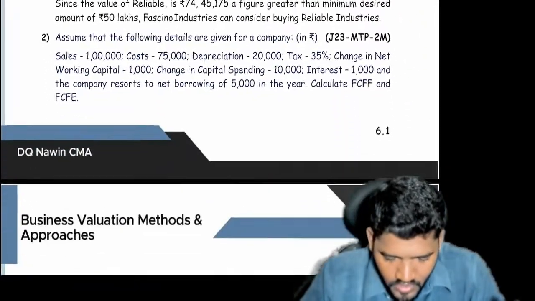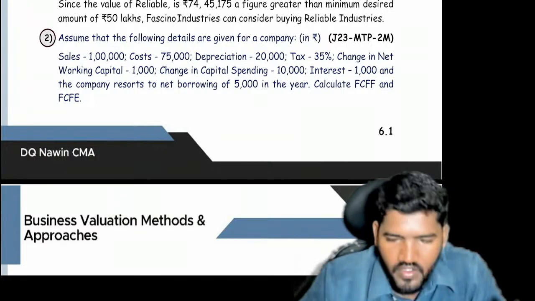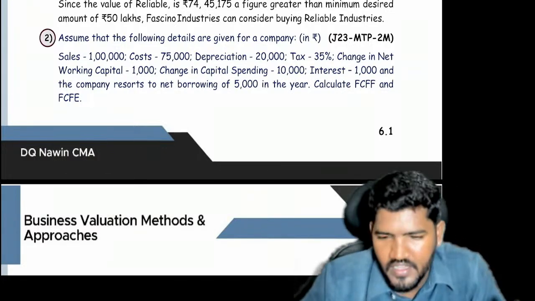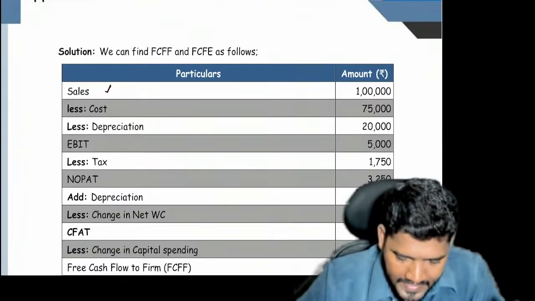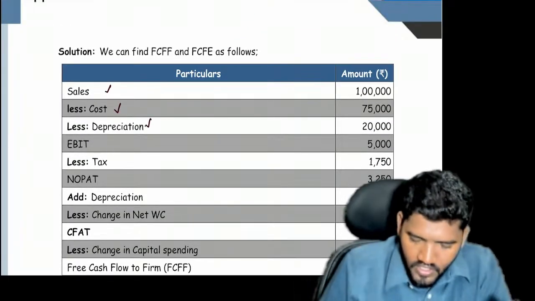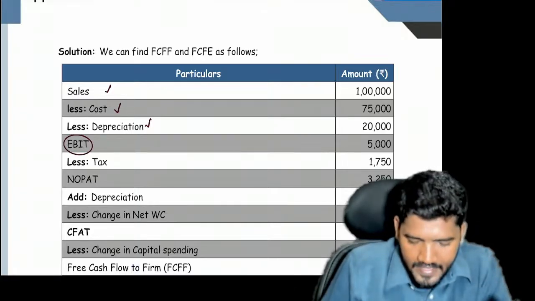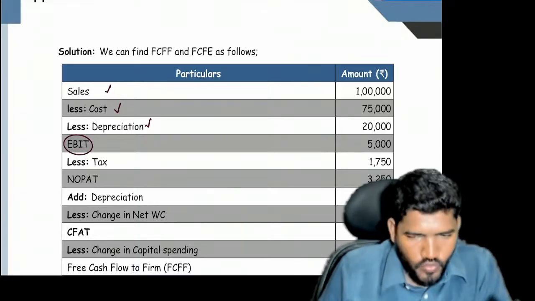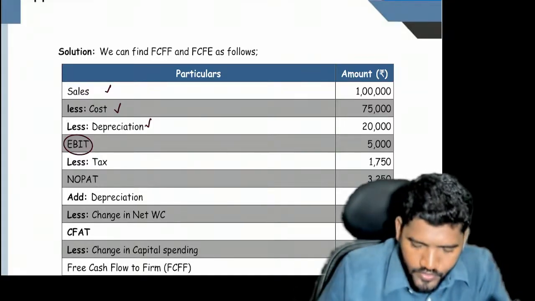Next, illustration number 2 is a basic problem: calculation of FCFF and FCFE. They have given sales. You can observe sales less cost less depreciation, and you will get EBAT. On that EBAT, we are not reducing interest. Ganesh already asked that question. We are not reducing interest here.